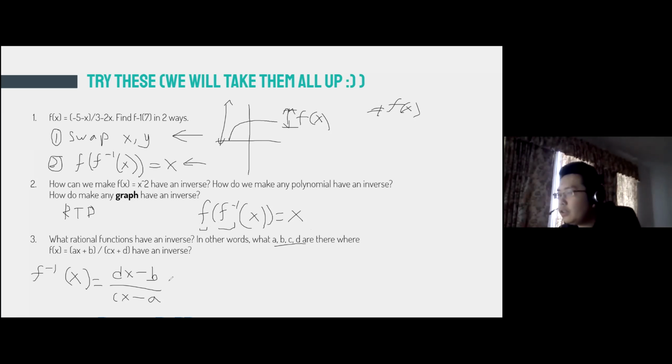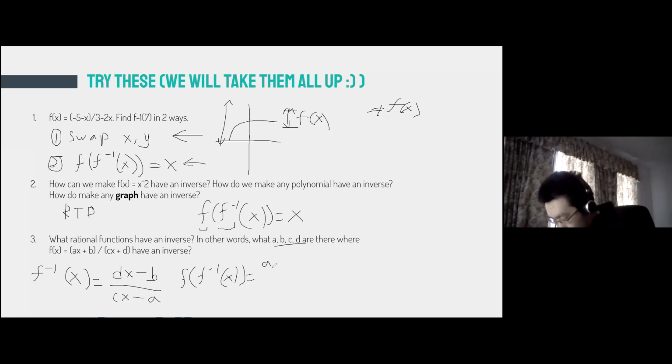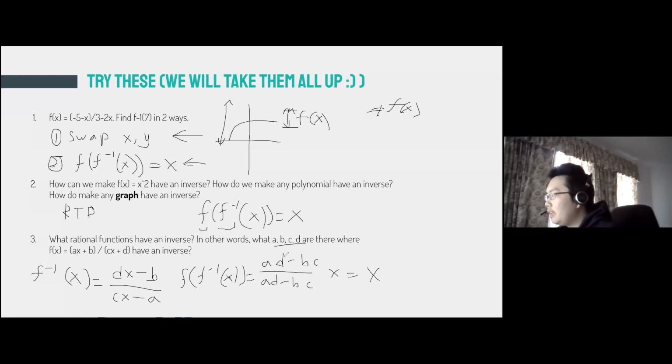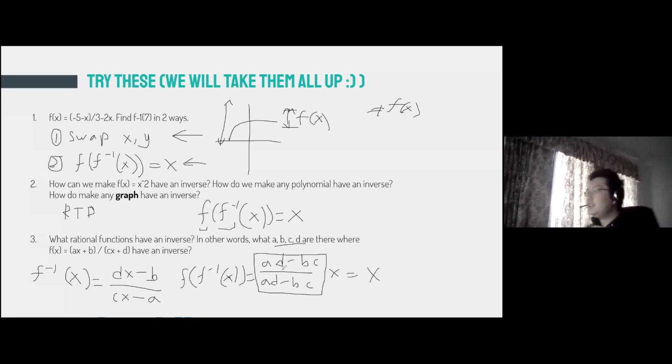And what you do is you say that f negative 1 of x, you plug it in, and you get (AD minus BC) over (AD minus BC)x equals x. And you realize that this thing has to equal 1. Now, when does this thing equal 1? A lot of people are going to say everywhere. And if you say that, you're going to lose all the marks that you got.